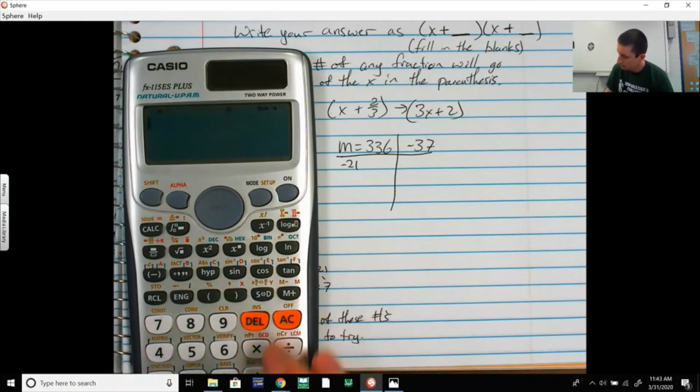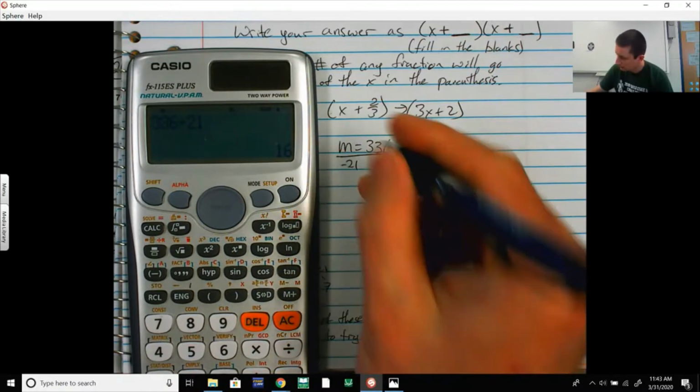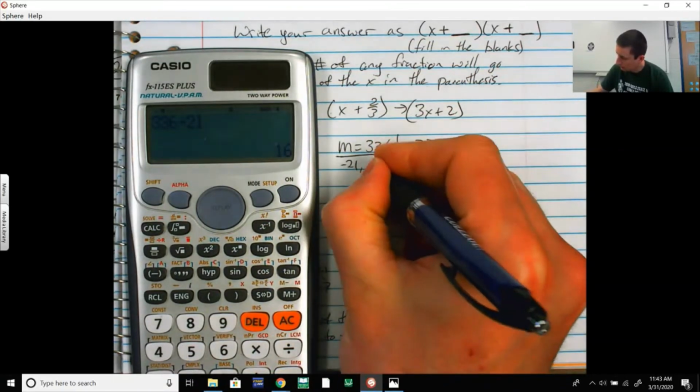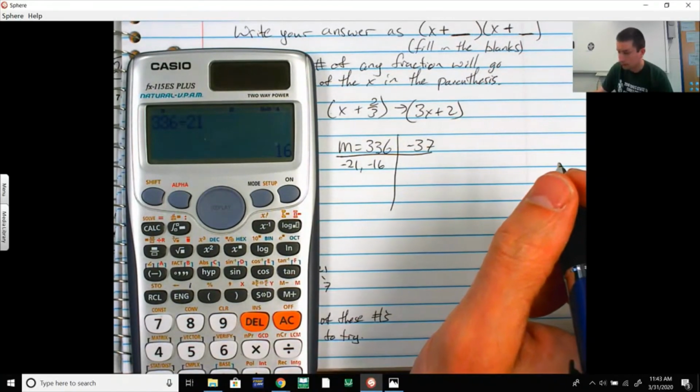So we need negative 21. So 336 divided by 21. We know 21 will go into it. 16. Negative 21 and negative 16. Does that... Oh, I got lucky the first time. I didn't really plan that.